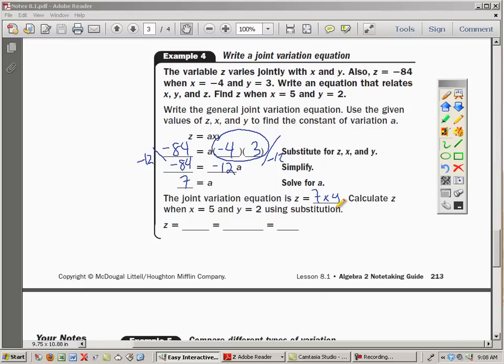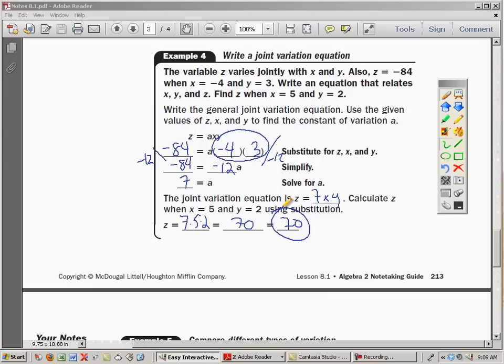And then it says calculate z when x equals 5 and y equals 2. So this is 7 times 5 times 2. 7 times 5 is 35, times 2 is 70. And so z equals 70. All right?